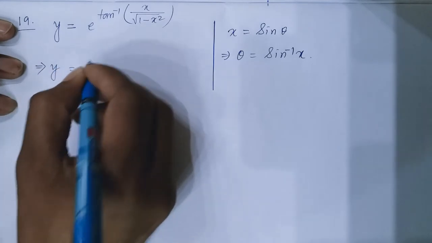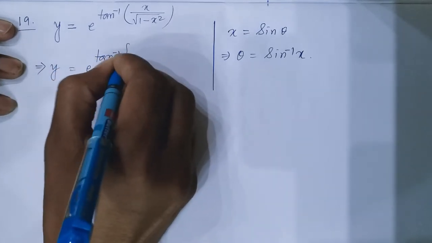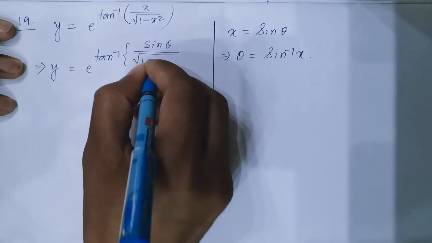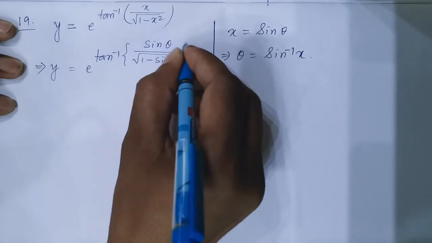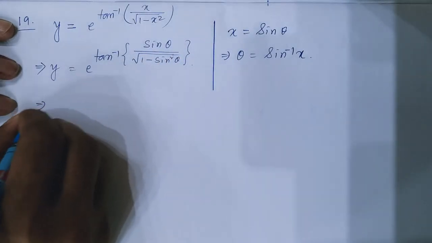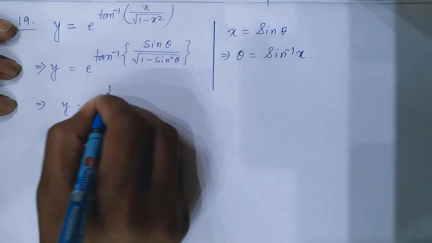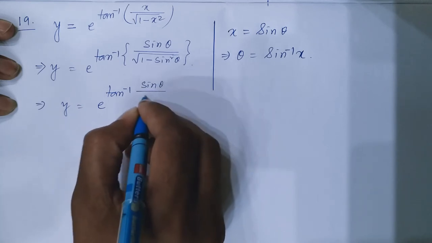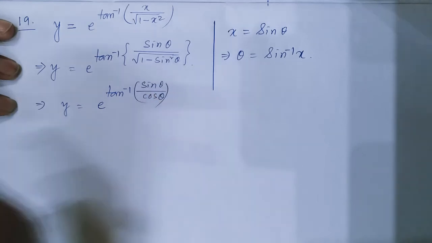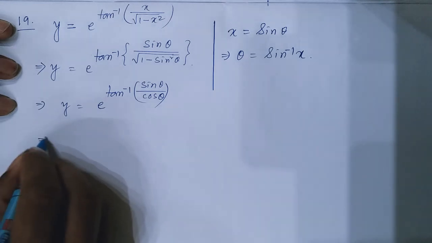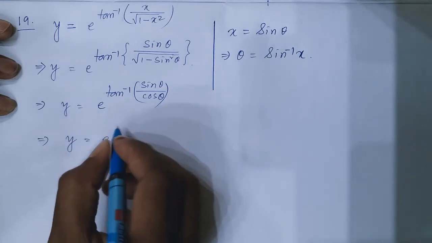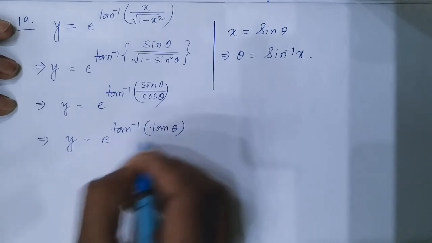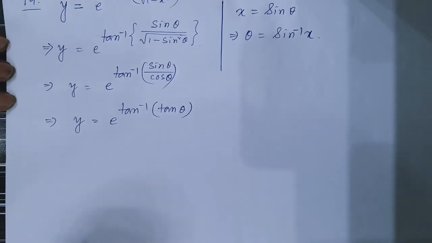So that implies y is equal to e to the power tan inverse of what is this, it is simply sin theta divided by root over 1 minus sin square theta, is it not. So y is equal to e to the power tan inverse of sin theta divided by, what is this, cos theta. So finally what is the conclusion, it is tan inverse of tan theta, and any condition is not given here, therefore we should consider it is a principal branch.